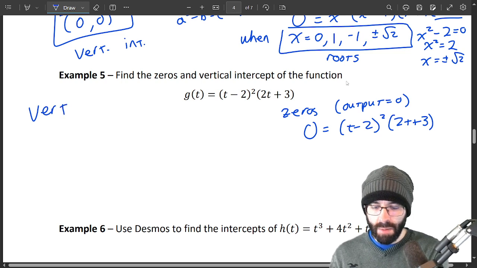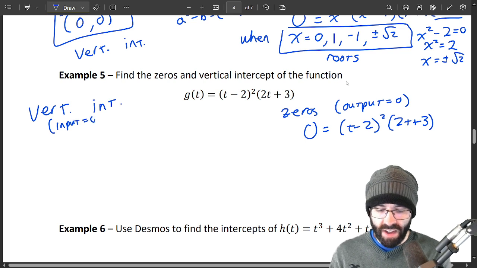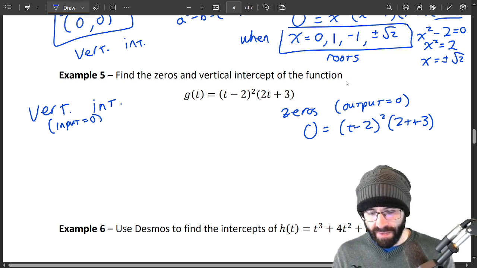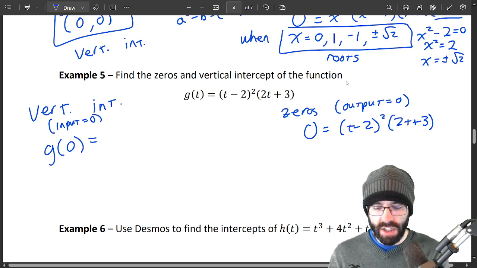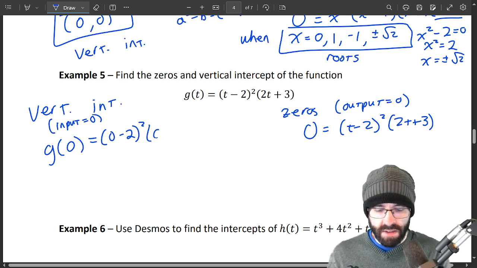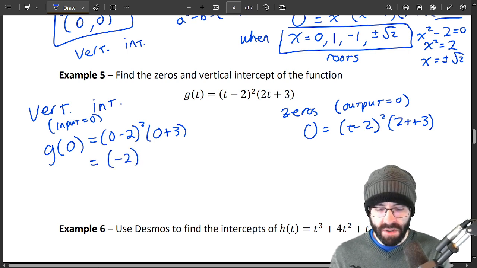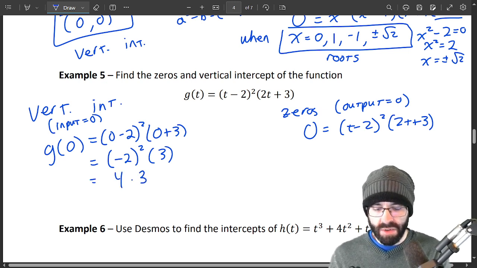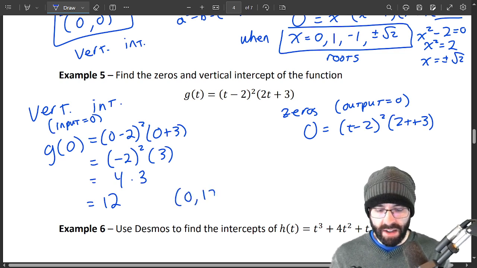And we also need the vertical intercept. That's when the input is 0. Vertical intercept's always going to be much quicker. Not always, but usually. So when is the input 0? When we plug in 0 into our function g. That's going to be 0 minus 2 squared times 0 plus 3. Let's do things one at a time. 0 minus 2 is negative 2. 0 plus 3 is positive 3. Oh, okay, so that's 4 times 3, that's 12. That's our vertical intercept. The input's 0 and the output's 12.